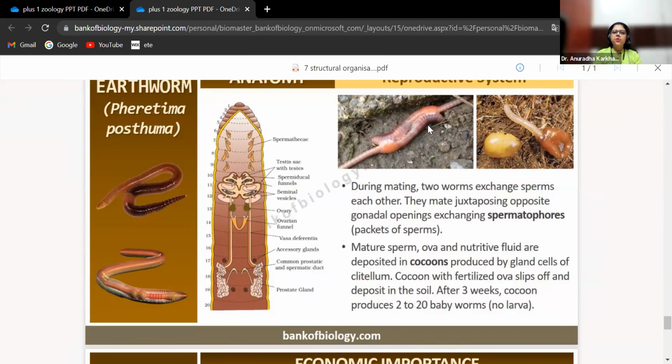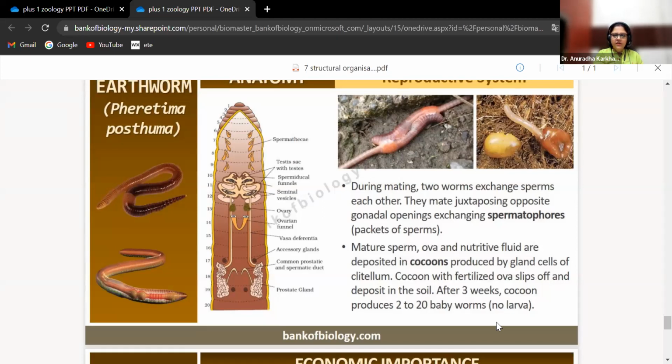Okay. Mature sperm, ova, and nutritive fluid are deposited in cocoons produced by the gland cells of clitellum. Cocoon with fertilized ova slips off and deposits in the soil. After 3 weeks, cocoon produces 2 to 20 baby worms. So this is how the fertilization takes place. And after 3 weeks, so the gestational period is 3 weeks. They may produce 2 to 20 baby worms. There is no larval stage, so we say that the development is direct. In the animal kingdom we have seen direct development, so no larval stage.